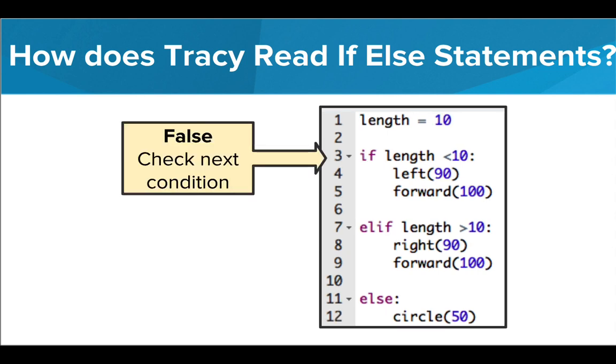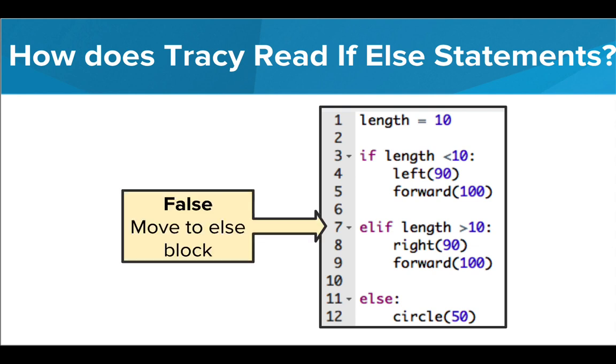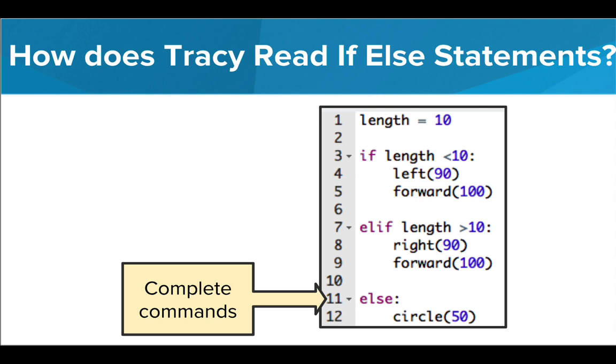When our length value is set to 10, Tracy checks the first condition to see if length is less than 10 and finds it false, so she moves to the next condition. She finds this condition false as well, so she moves to the next condition. After checking all other conditions and finding them all false, Tracy completes the commands found beneath the else block and draws a circle.